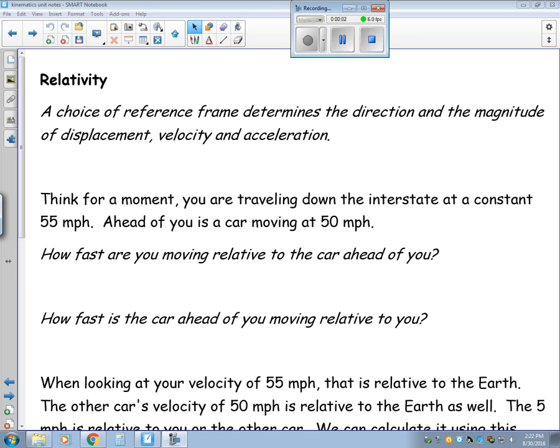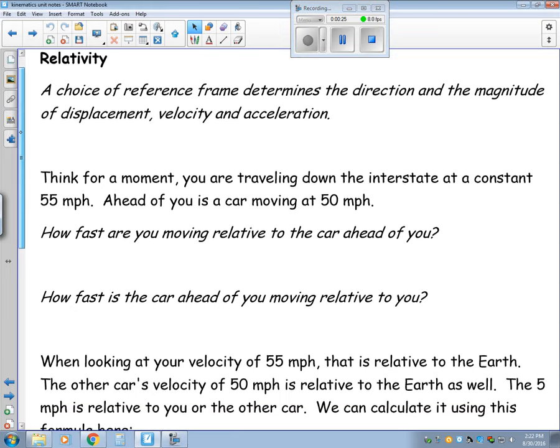Alright, this is the final video for relativity, or I should say for the kinematics. In this one we will be talking about relativity, and it doesn't have to be too difficult. Basically, you get to choose your reference frame. A choice of a reference frame determines the direction and magnitude of displacement, velocity, and acceleration. I'll use a couple examples to show this.